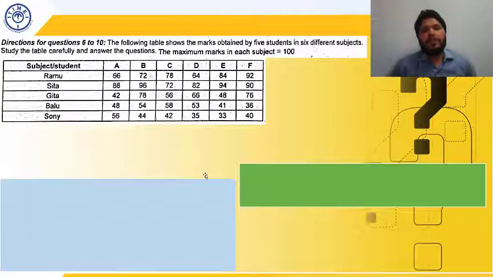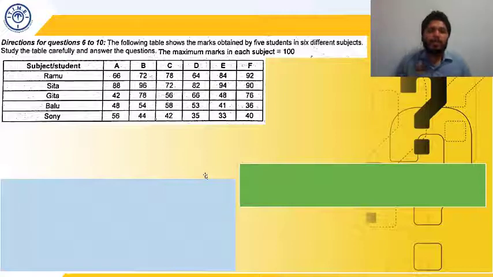Okay, let me just read it for you and comprehend it for you. So the directions for questions 6 to 10 are: the following table shows the marks obtained by 5 students in 6 different subjects. Study the table carefully and answer the questions. So the maximum marks in each subject is going to be 100. So what has been given in this question? There are 5 students: Ramu, Sita, Geeta, Ballu and Soni. There are 5 students and 6 subjects.